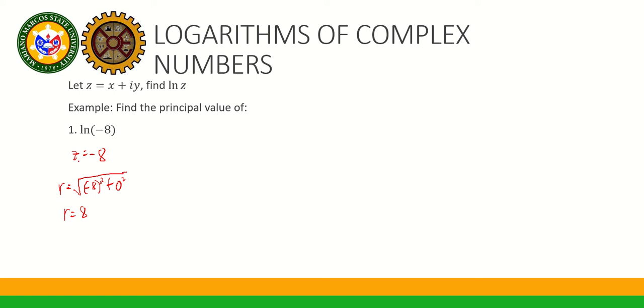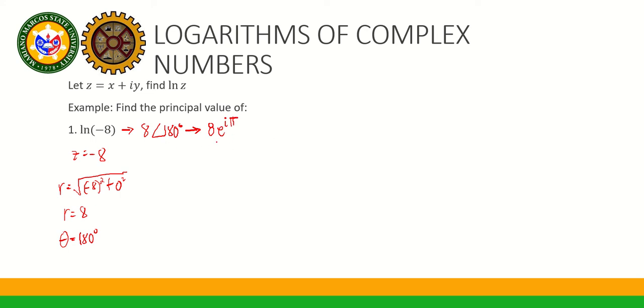And if our complex number is pure real, our theta will be equal to 180 degrees. Kapag pure imaginary naman, our theta will be 90 degrees. So, if we convert this into polar muna, this will be equal to 8 angle 180 degrees. Now, we convert natin siya into exponential. So, this will be equal to 8 e to the I pi because 180 degrees in radians is pi.